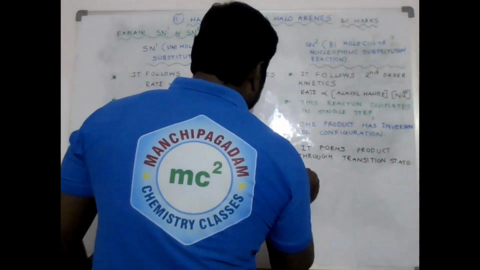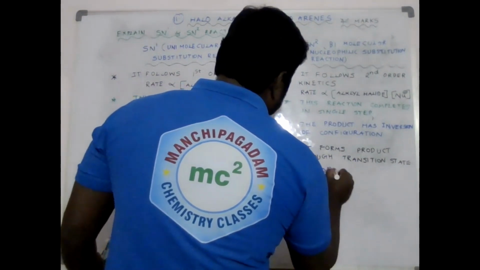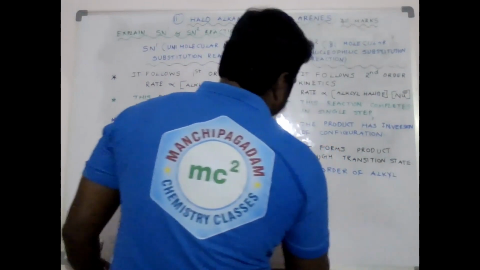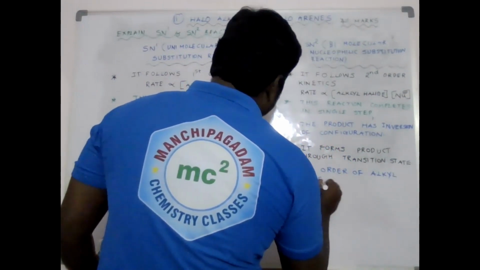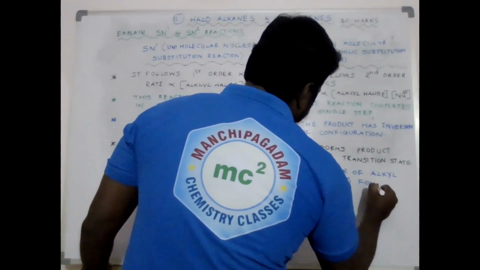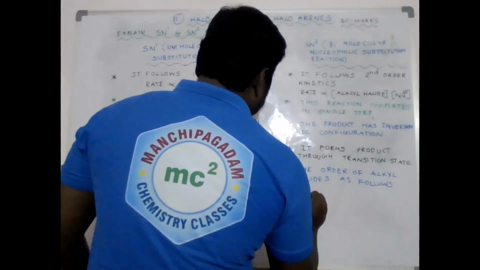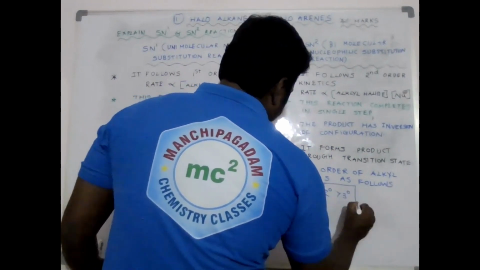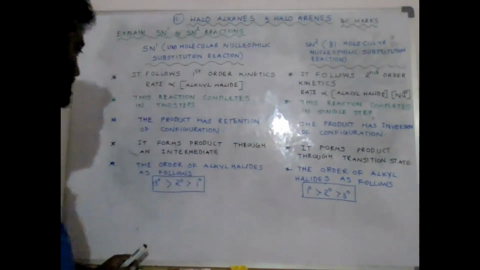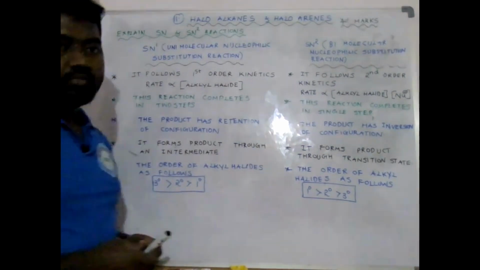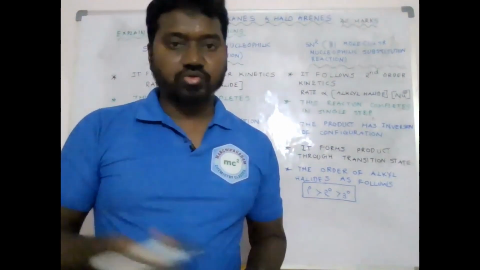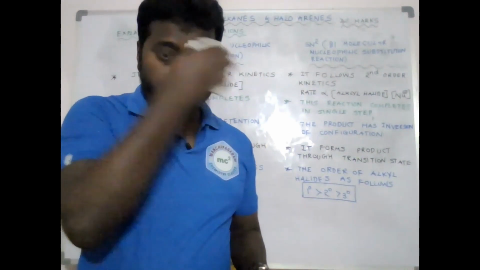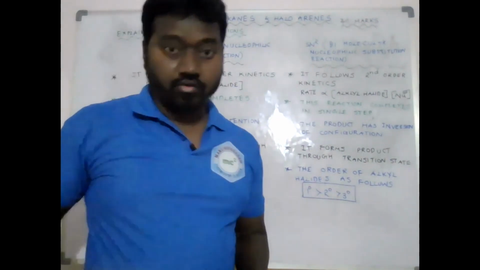So we can say that the order of alkyl halides in the SN2 reaction is as follows. You have to check that. Opposite to that, primary is greater than secondary is greater than tertiary, right? For both of them, each one example you have to give, then the answer will be complete. So for SN1 and SN2 reactions, we have to give examples. Each one example we have to give.